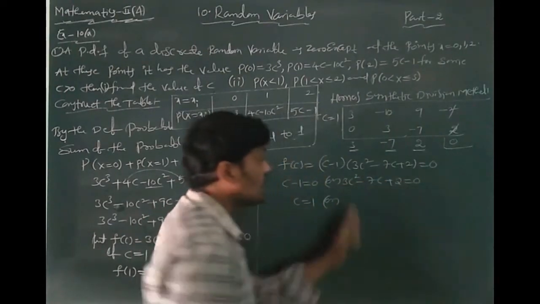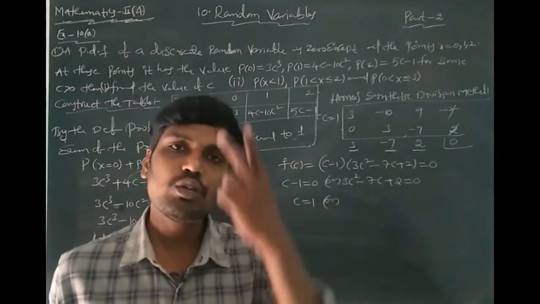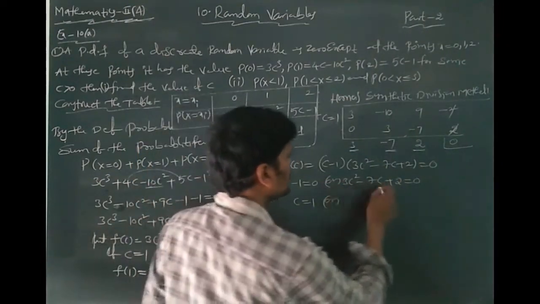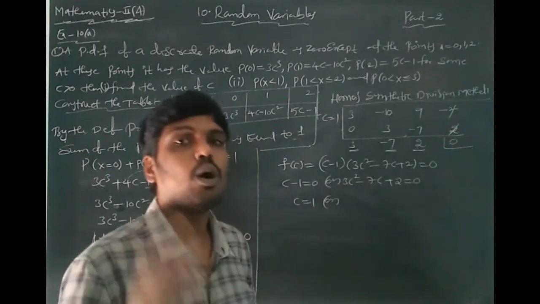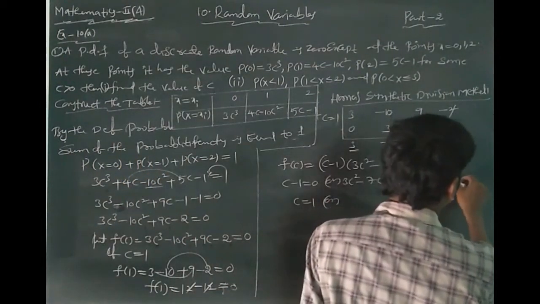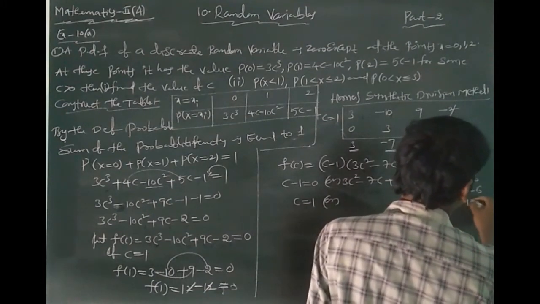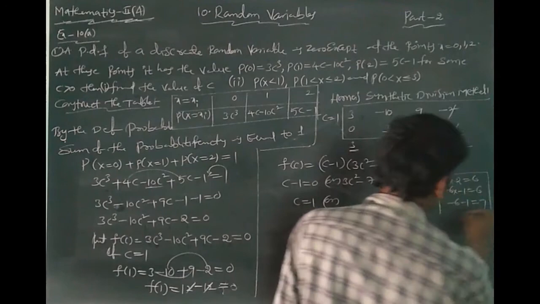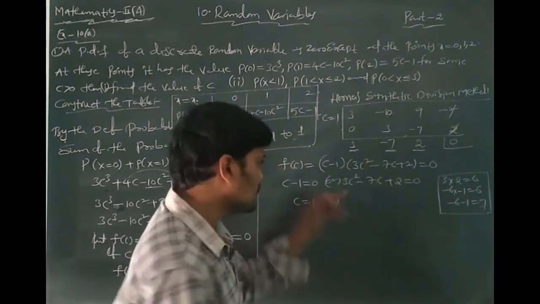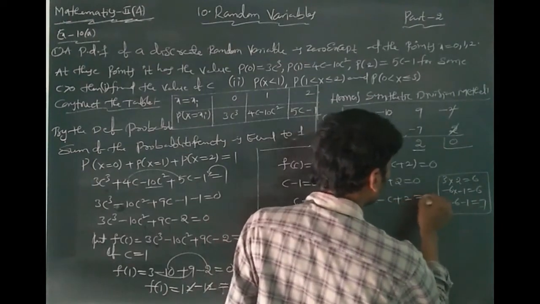Here you can divide. This is a quadratic equation, having two roots, which we separate here. 3 2s are 6. Minus 6 into minus 1 equals 6, and minus 1 minus 6 equals minus 7. That's why you can write 3c square minus 6c minus c plus 2 equal to 0.